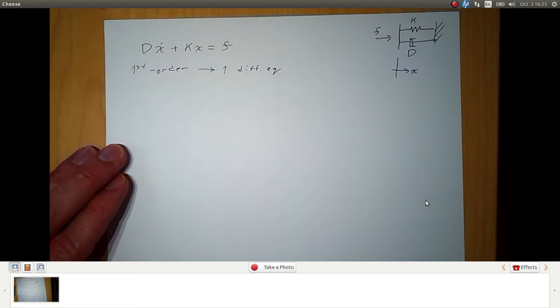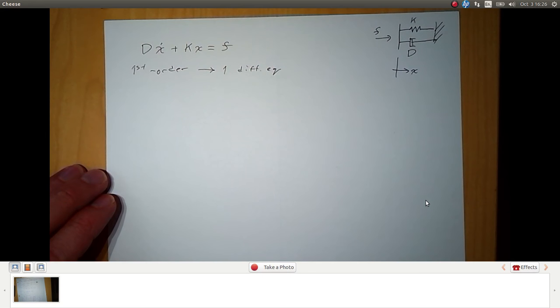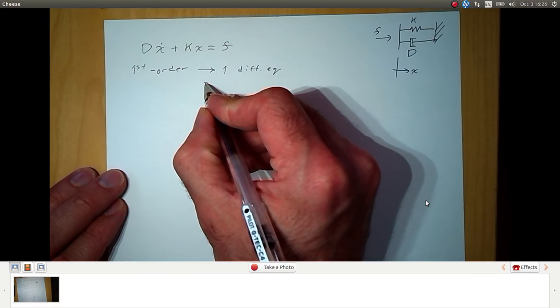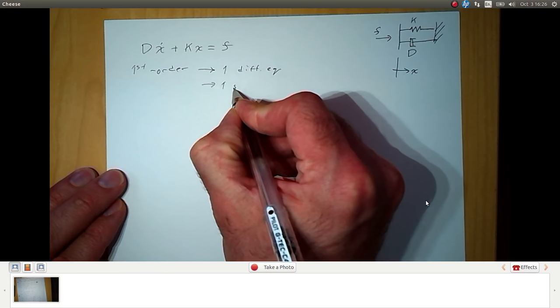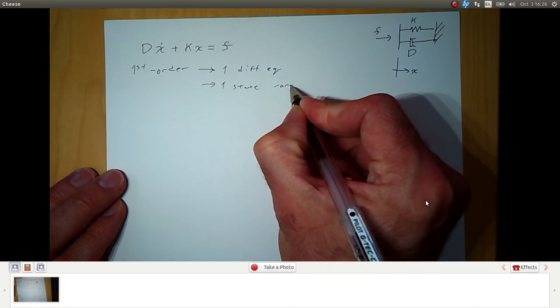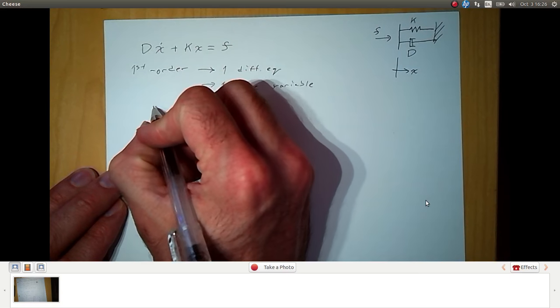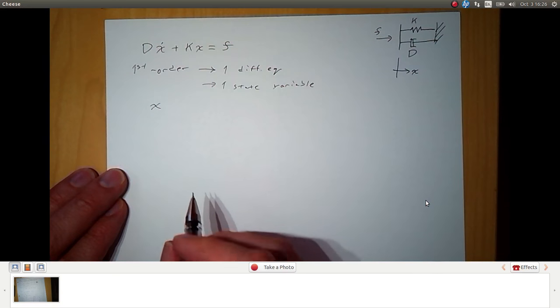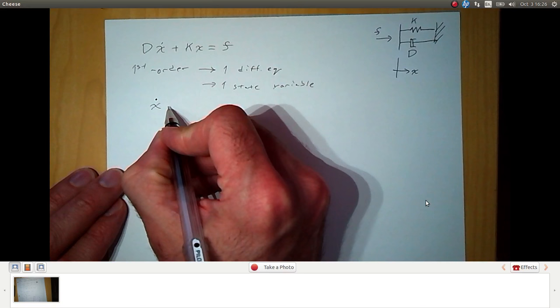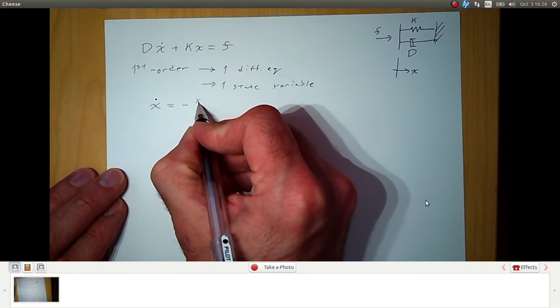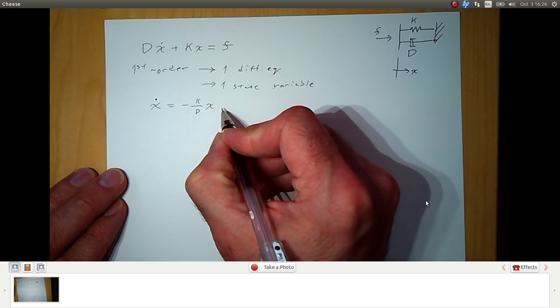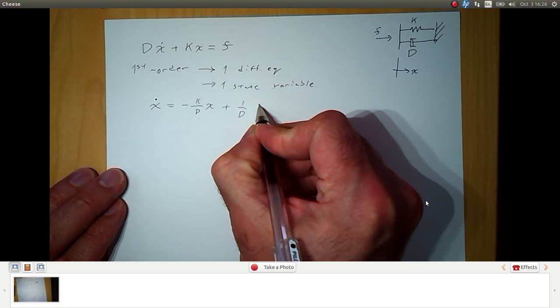We already have our one first order differential equation. We just need to rearrange it. Our state variable is position x. So we need to write a first order differential equation for our state variable. So x dot is equal to negative k over d times x plus 1 over d times f.